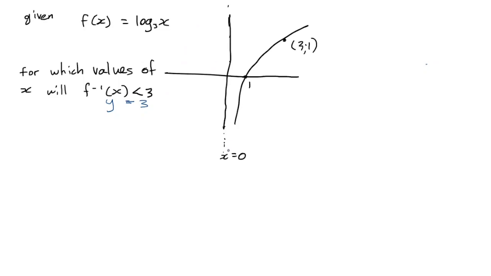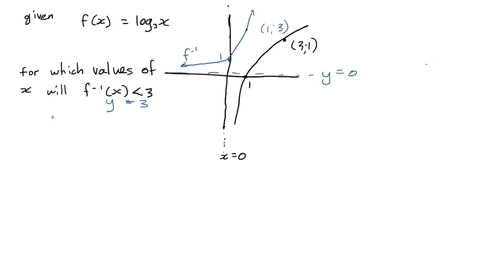So for starters, let me just draw the inverse graph just for your practice as well. So if the original graph has an x asymptote of 0, then the inverse will be y equals 0. If the x-intercept was 1, now the y-intercept is 1. If the point was 3, 1, those swap around and become 1, 3. And here's my inverse graph.